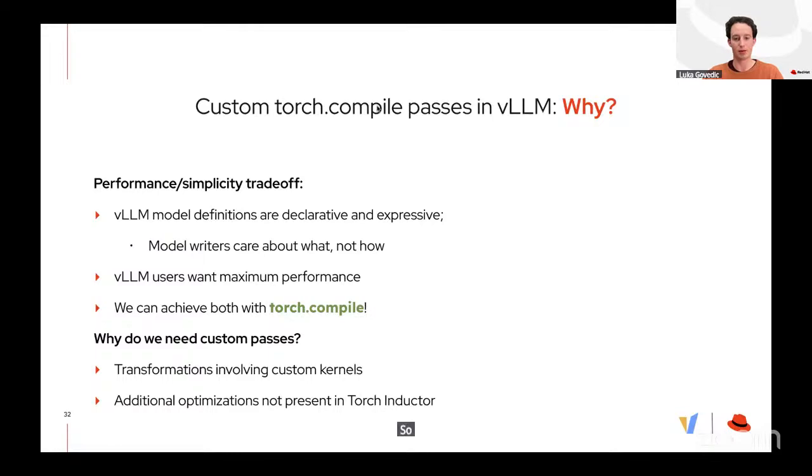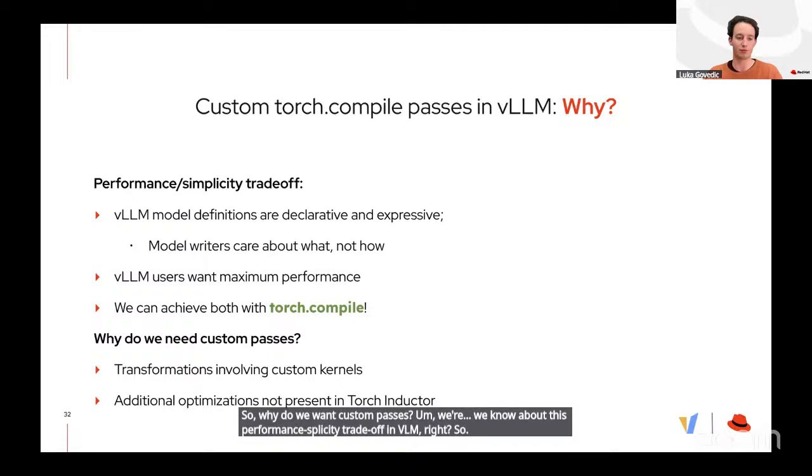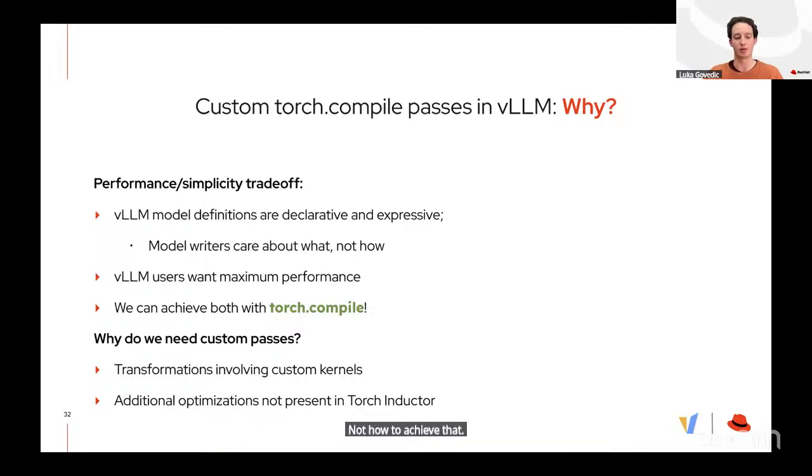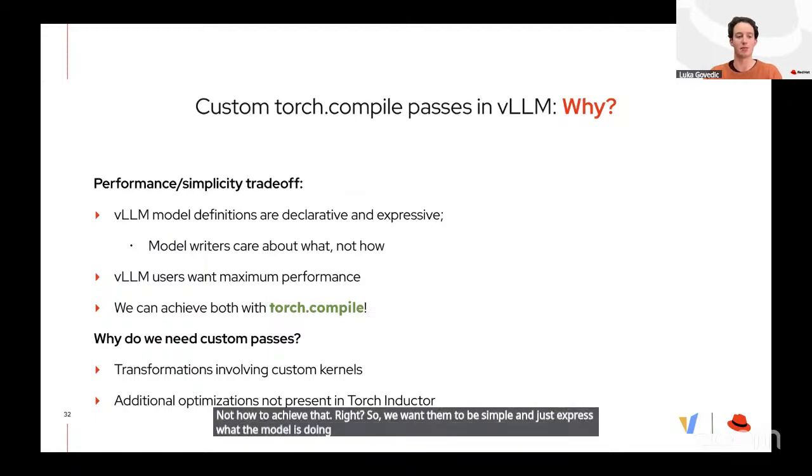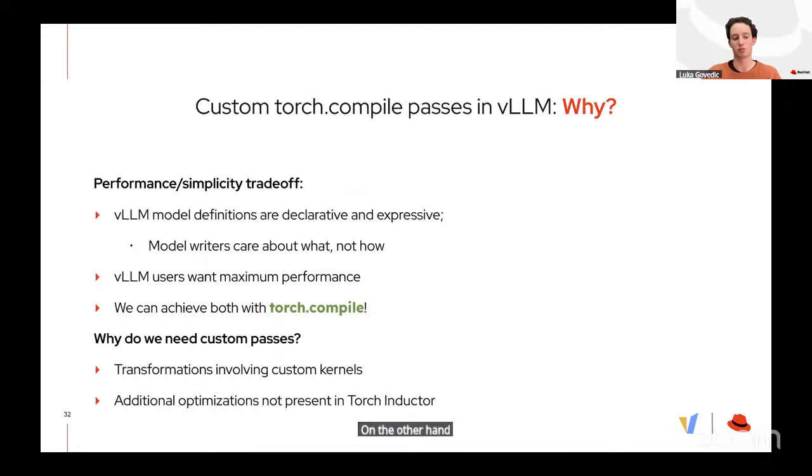So why do we want custom passes? We know about this performance simplicity trade-off in vLLM, right? So we have these model definitions that are very declarative and expressive. So when model writers write a new model definition, they care about what's in the model, what it does, not how to achieve that, right? So we want them to be simple and just express what the model is doing step by step. On the other hand, vLLM users want maximum performance, right, at all costs. So these things can be at odds sometimes.